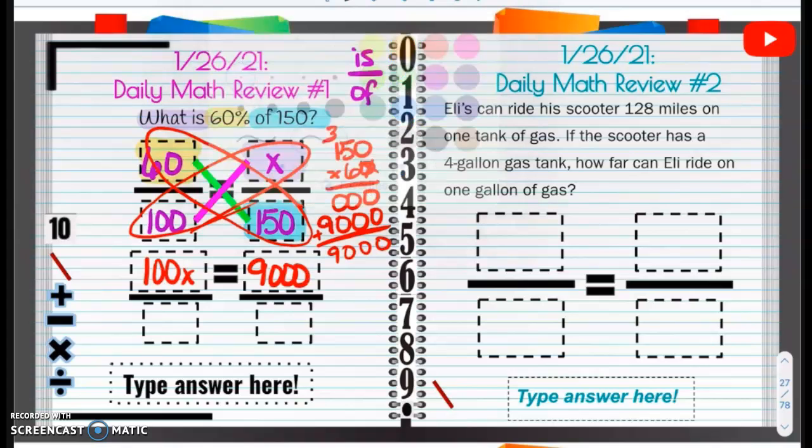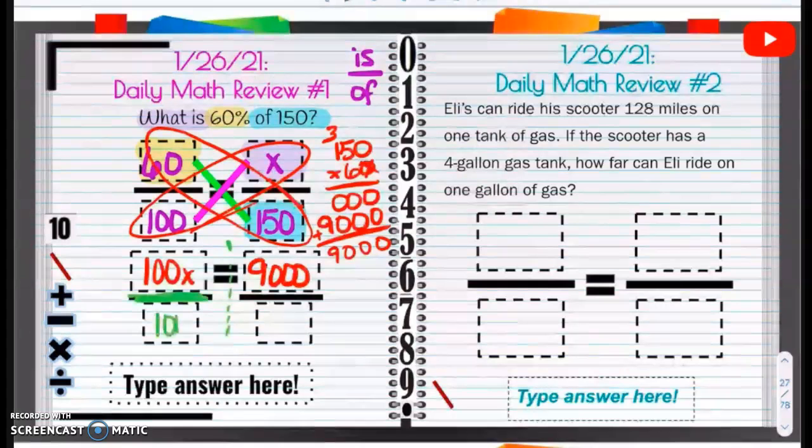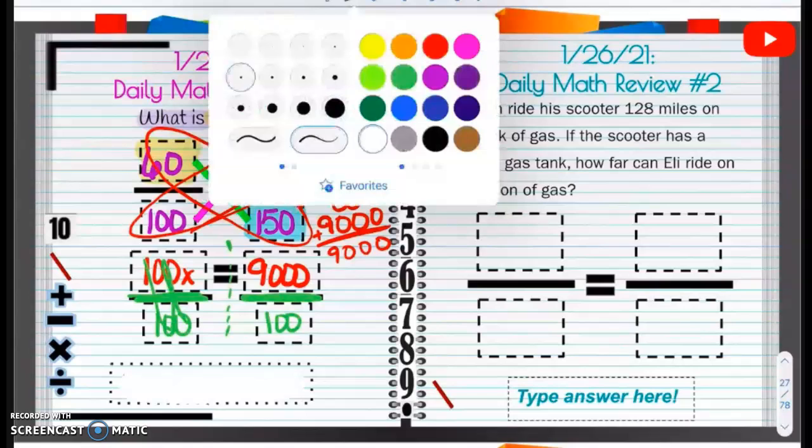So now we're going to divide both sides of the equal sign by 100. 9,000 divided by 100. So we're left with x equaling, well, we can cancel out 2 zeros. So 90 divided by 1 is just 90. So our answer is going to be 90 there. All right, let's take a look at number 2.